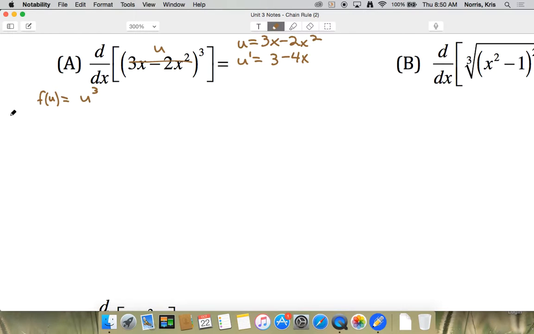Okay, so then what I've been doing is just writing dy dx because I'm just letting y equal that function, right? Okay, so dy dx equals 3u squared times u prime. And then you just fill it in, right?